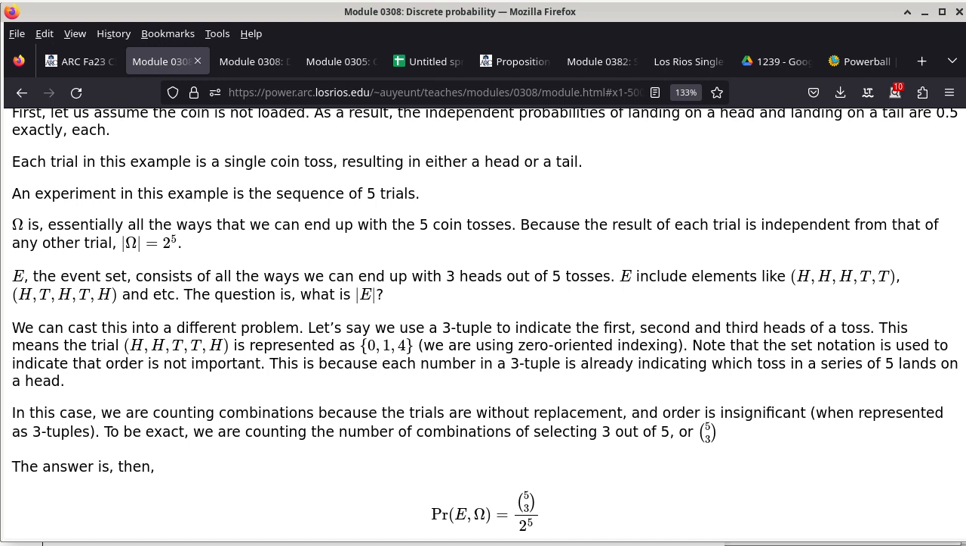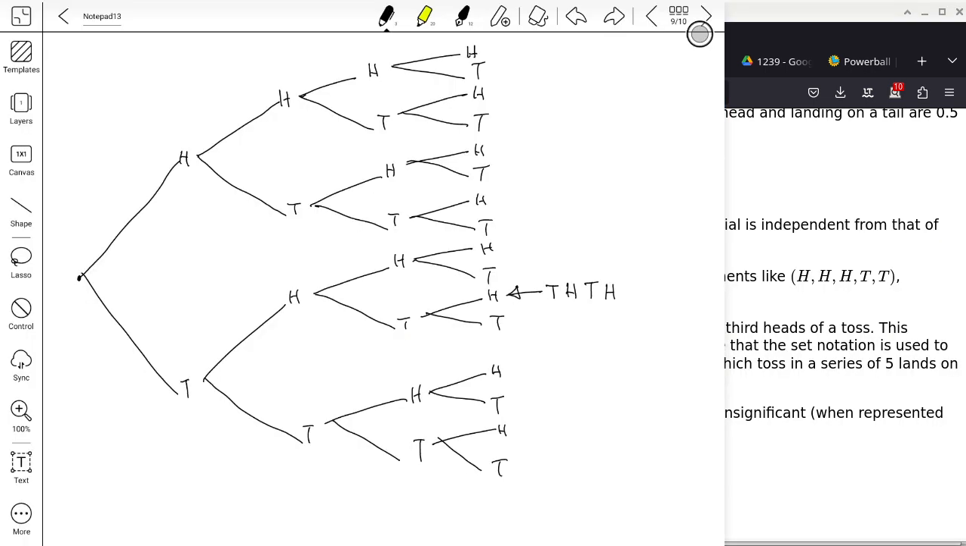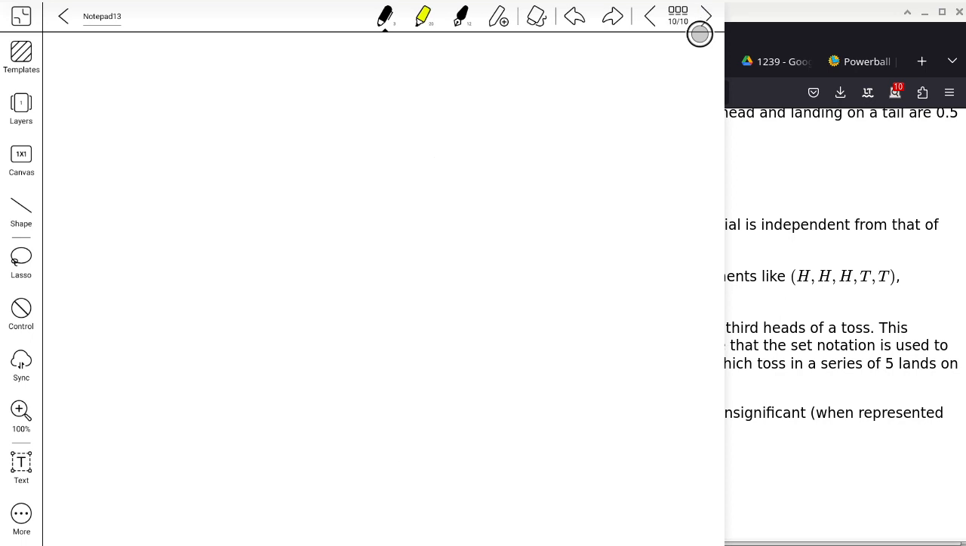So as a result, 5 choose 3 becomes the total number of ways that we can have 5 coin tosses, and this number here, 5 choose 3, is basically the number of ways that we can end up with 3 heads and 2 tails. If you really want to figure out the exact value, we can go ahead and do that. I'm going back to my tablet here, switching the screen to the tablet. There we go. So 5 choose 3.